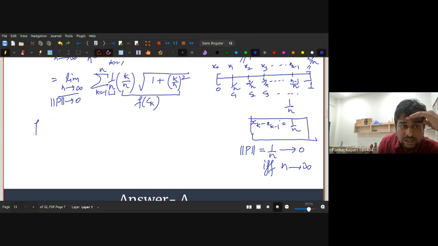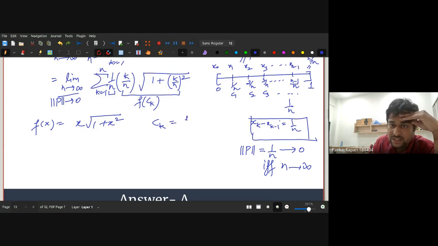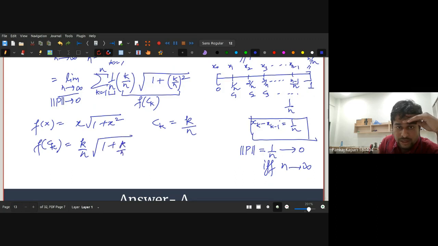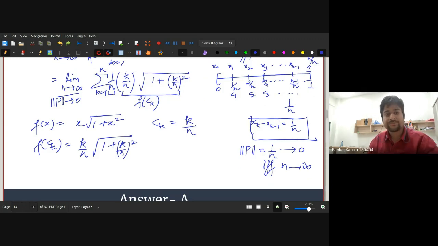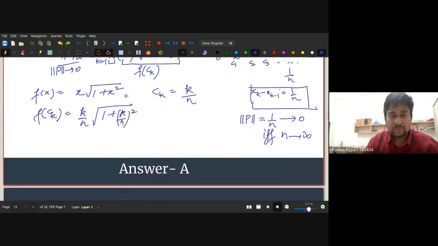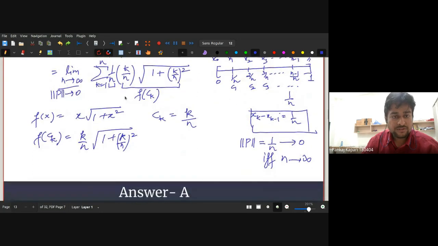And if you consider this function f of x, which is just x times the square root of 1 plus x squared, then you can see what the choice point ck is. ck is just the kth choice point, that means it must be k by n, right? The first point is 1 by n, second point is 2 by n, third point is 3 by n. So the kth point is k by n. And what is f of ck? f of ck is just k by n times the square root of 1 plus k by n whole squared, right? Which appears at this point. That means the sum is just the Riemann sum of this function f of x.